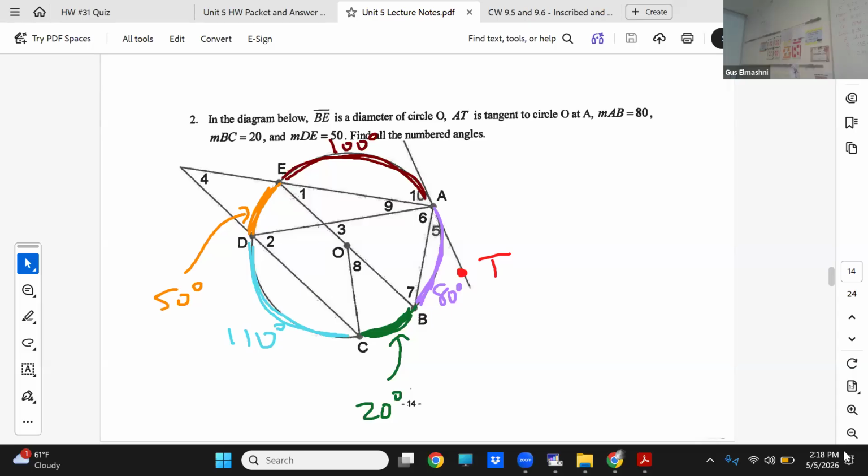How do we find angle 5? It's half of what you're intercepting. Oh, it's half of 80. It was so much easier than we thought.